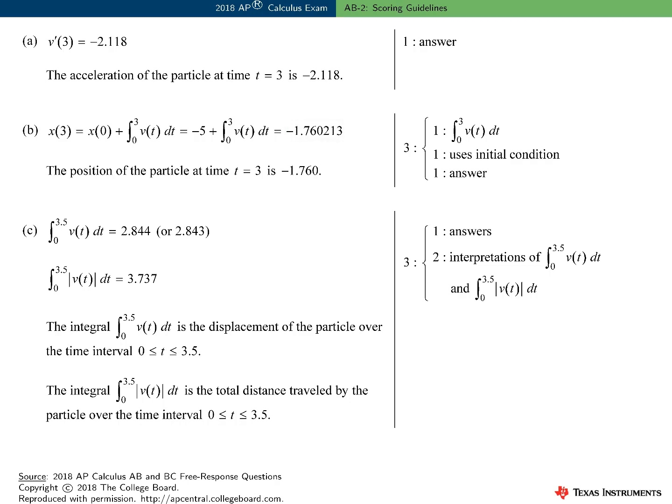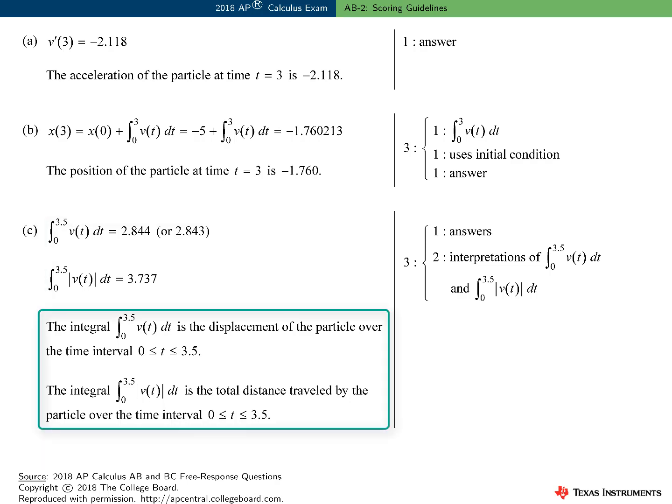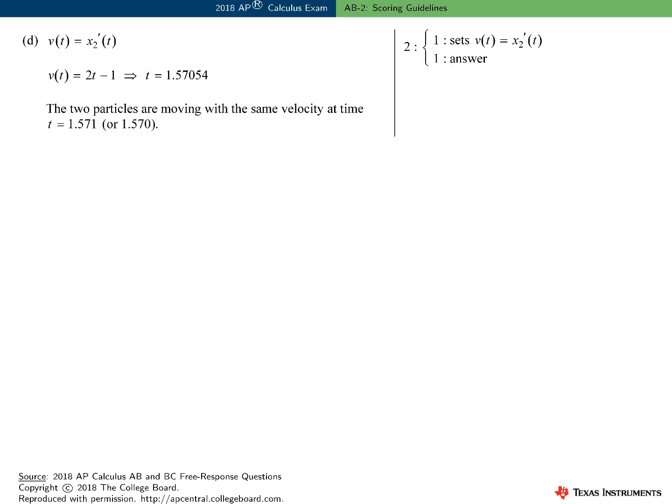Part C was worth 3 points. 1 point for the two answers, the two definite integral evaluations, and 2 points for the correct interpretations of each definite integral in the context of the problem. Part D was worth 2 points. 1 point for setting the two velocity functions equal, and 1 point for solving this equation to find the time at which the two particles have the same velocity.